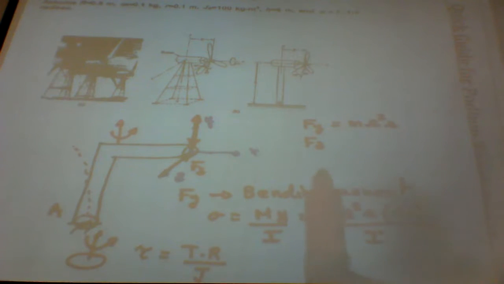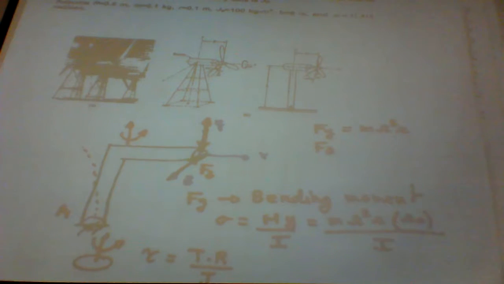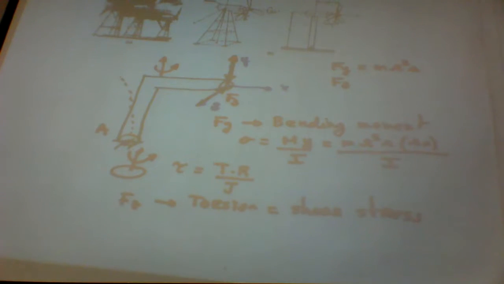So basically what we have is that the force Fy creates a bending moment, the force Fz induces or creates torsion, which would be the same as shear stress. Can you move the paper? Oh, sorry, will be shear stress.